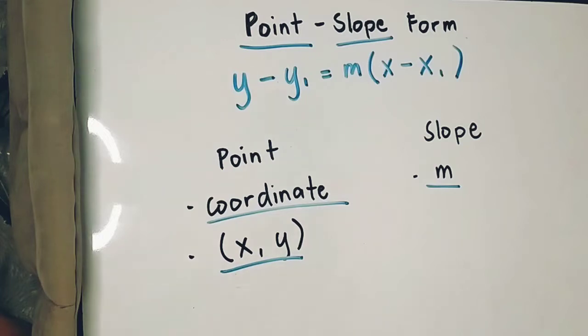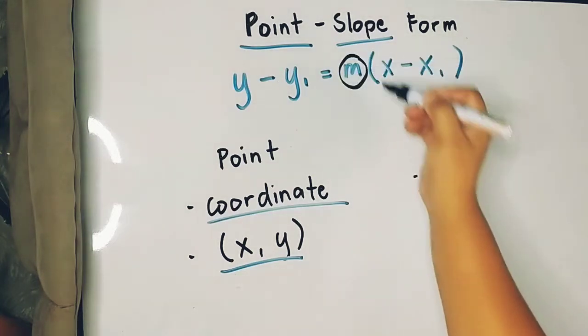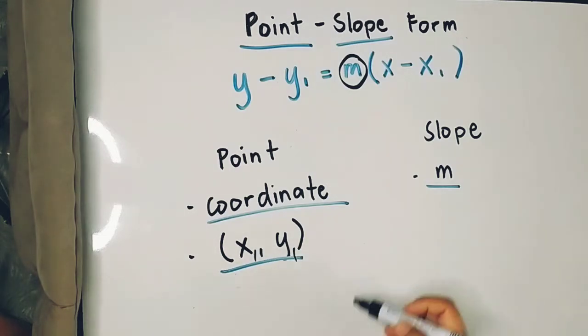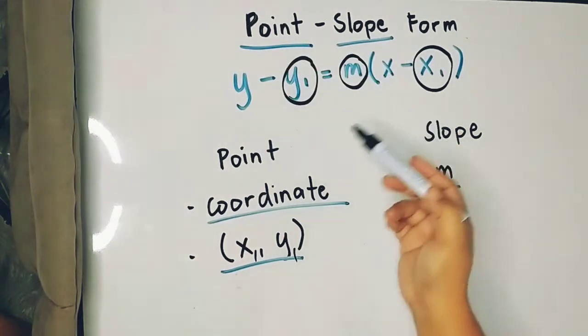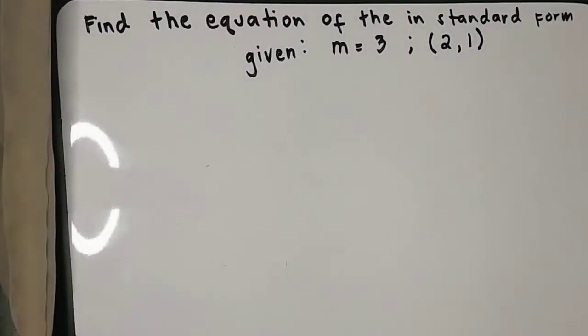Okay? Now, yung mga papalitan natin dyan sa formula, okay, of course, yung slope. So, ito ulit si m. Okay? Then, yung coordinates, x, y, or x sub 1, y sub 1. So, ito yan. Si x sub 1, at saka si y sub 1. Again, yung matitirang x and y, those are the variables. First given, find the equation of the line in standard form given m equals 3 and coordinates 2, 1.